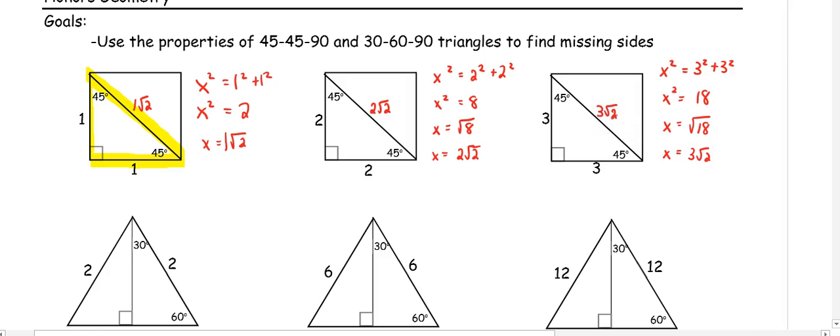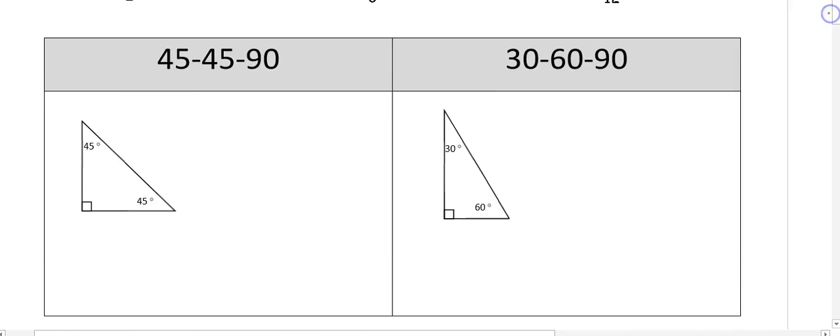If we look at these three figures, we notice that there's a pattern. They have two legs that are the same length, and the hypotenuse is the length of the leg with a root 2 added to the end of it. So our relationship in a 45-45-90 triangle is that we're going to have two congruent legs, which we can call length L, and our hypotenuse is going to have a length of L root 2.